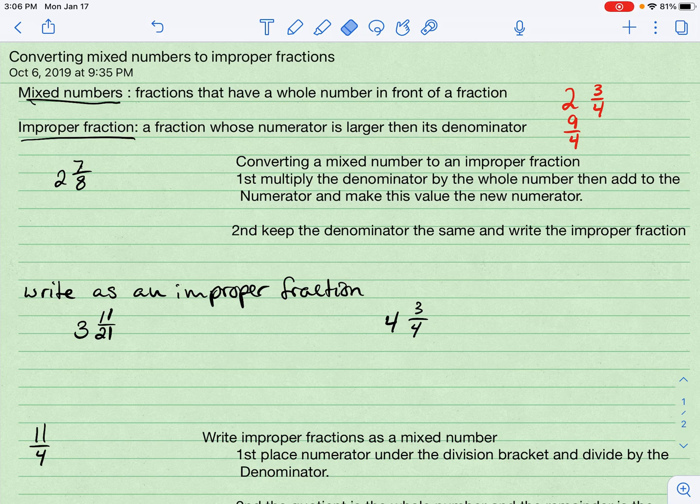Okay, an improper fraction is a fraction whose numerator is larger than its denominator. So 9/4. 9 is larger than 4. Therefore, the numerator is larger than its denominator, and it would be considered an improper fraction.